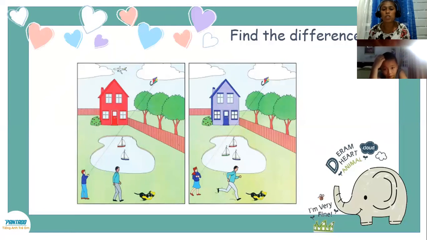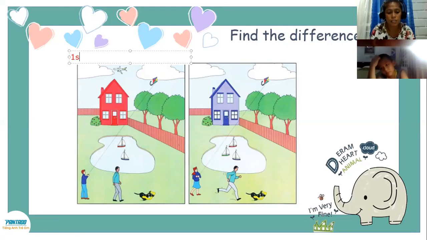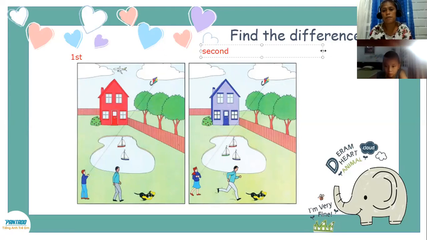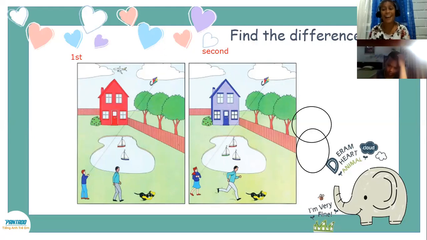Okay. What have you seen in the picture? What are the differences? I see a house. Different. Let me see. First, you tell me first. First, it has an airplane, but the second doesn't have an airplane.